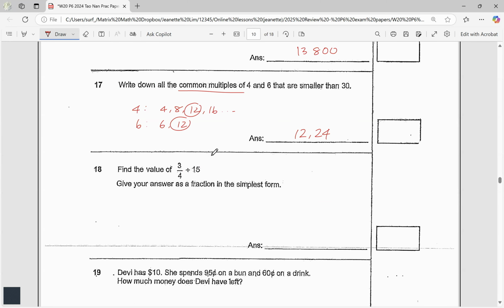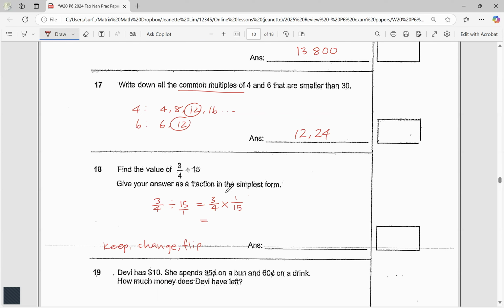Question 18, find the value of 3/4 divide by 15. That's a divide. Okay, apply keep, change, flip. And how does it work? Keep the first fraction, change the sign, flip the last number. So this is a 15. 15 is the same as 15 over 1. So when I say flip, I mean 1 over 15. Okay, so we apply keep, change, flip when we are doing division of fractions.